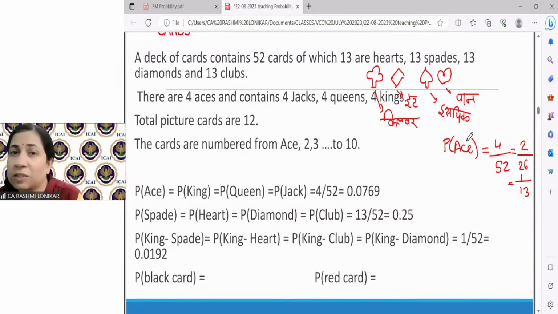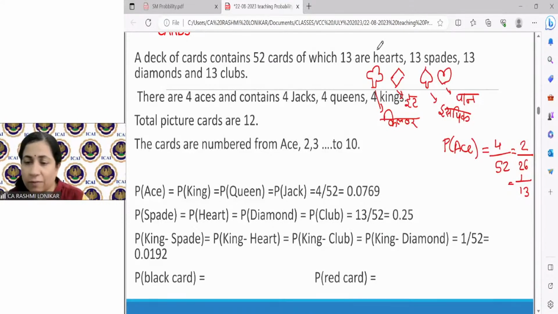Then you have 3 picture cards: Gulam, Begum or Badshah. Those are known as picture cards. Okay, so jack, queen and king. How many jacks will there be? 1 for each type. You will have a jack of hearts, a jack of diamonds, a jack of club, and a jack of spade.